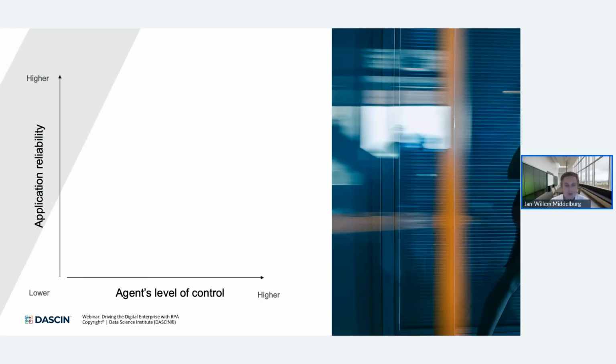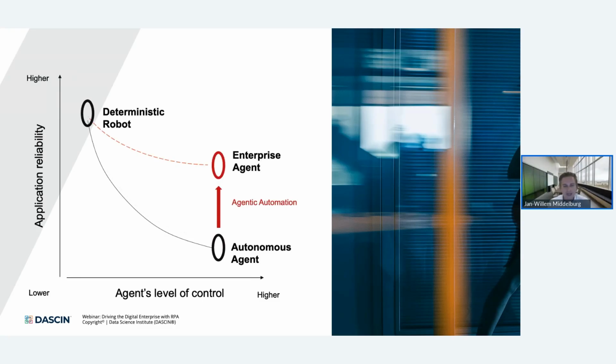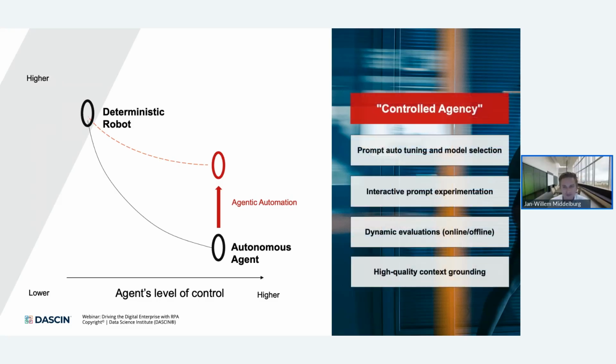Now, what does that mean? So if we look at a deterministic robot versus a completely autonomous agent and look at the level of control, then you can say that with agentic automation, we're really trying to elevate the level of reliability in applications, so that we still want to make sure that the outcomes are in line with company policy, but we are just shifting the knowledge from completely autonomous towards something that is useful and usable within an organization.